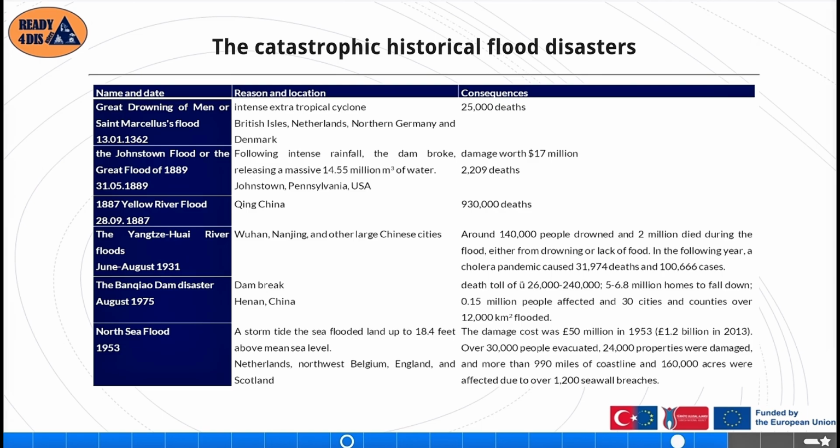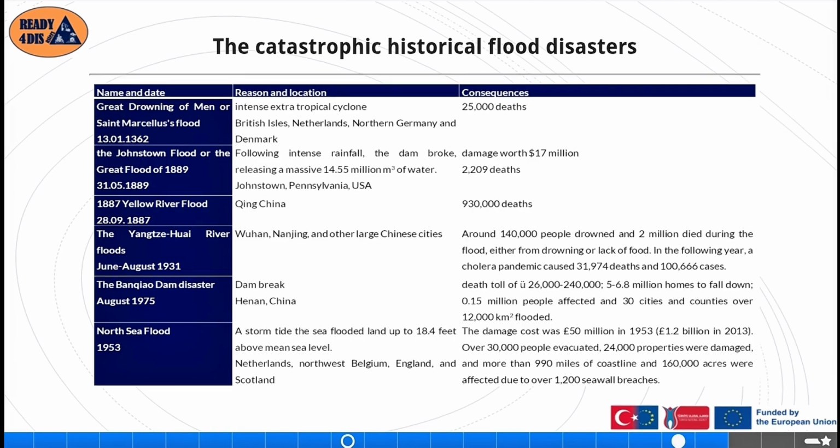For example, the 1931 Yangtze-Huai floods in China caused up to 2 million deaths, and the 1887 Yellow River flood alone resulted in 930,000 fatalities. This table highlights how severely floods can impact human lives, infrastructure, and economies, reminding us why flood preparedness is so crucial today.